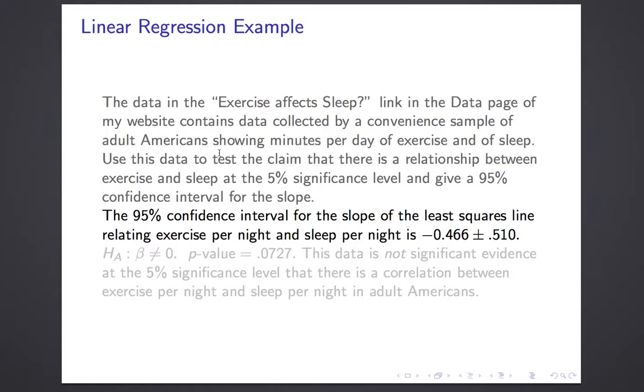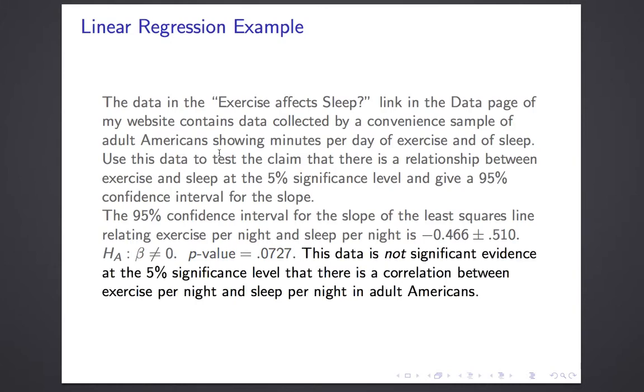R squared was 6%, so just over 6%. So 6% of the variation in sleep is explained by how much you exercise. Consequently, there's very little signal there to see in the noise. That's why there's such a broad confidence interval. And we tested the claim that there was a relationship, and we found a p-value of 0.0727, that is not quite significant at the 5% level. This data is not significant evidence at the 5% significance level that there is a correlation between exercise per night and sleep per night in adult Americans.